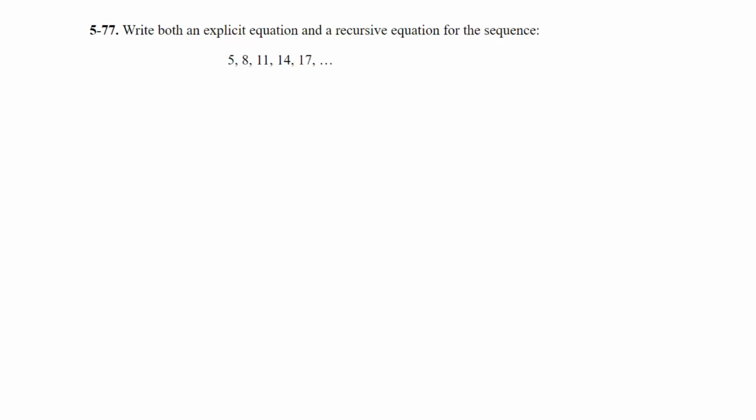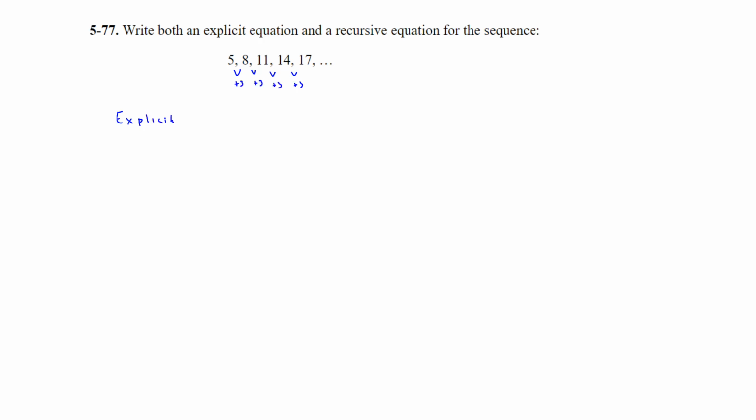Question 77, write both an explicit equation and a recursive equation for the sequence. So we're going to start with explicit, or it doesn't really matter, I guess, but we'll do explicit first. With an explicit equation, we need to know what the change is. So what is that sequence generator? So we're going to be adding 3 each time, so you can see that all the way across.